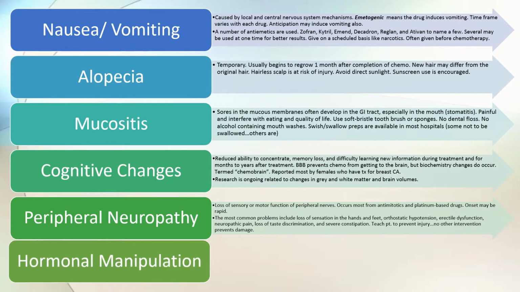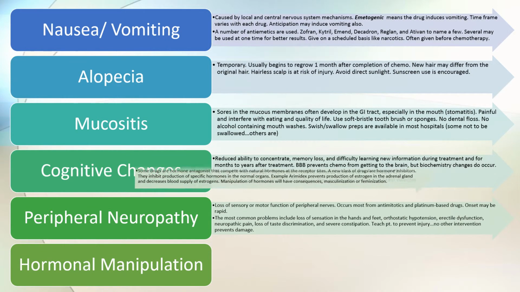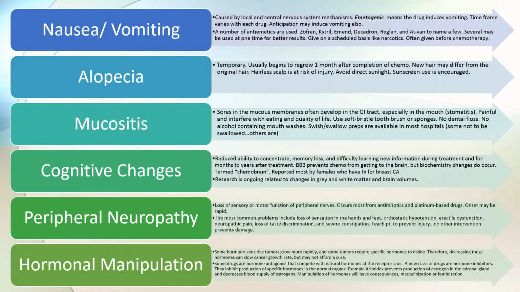And then there is hormonal manipulation. Some hormone-sensitive tumors grow more rapidly, and some tumors require specific hormones to divide. Therefore, decreasing these hormones can slow cancer growth rate but may not afford a cure. Some drugs are hormone antagonists that compete with natural hormones at the receptor sites.